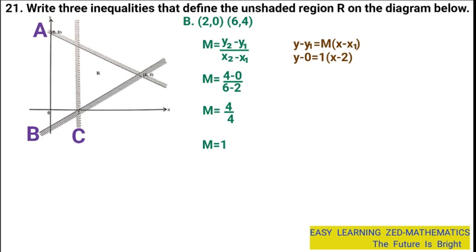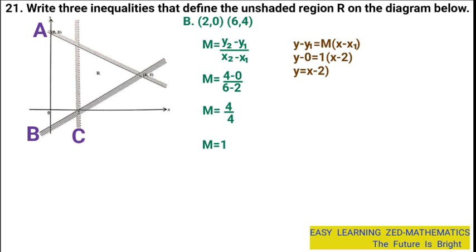Once we have done that, y minus 0 is y, which is equal to, then I'm going to distribute 1 to the terms inside the bracket. So 1 multiplied by x will give us x. 1 multiplied by negative 2 will give us negative 2. With this, we have found the equation that can help us define that.